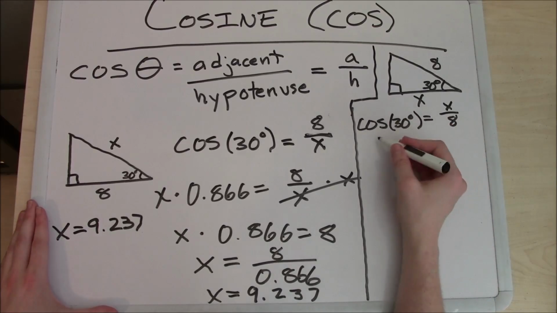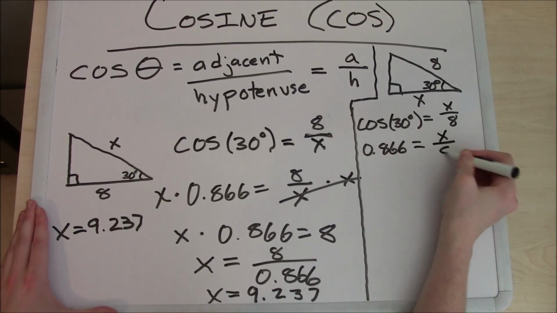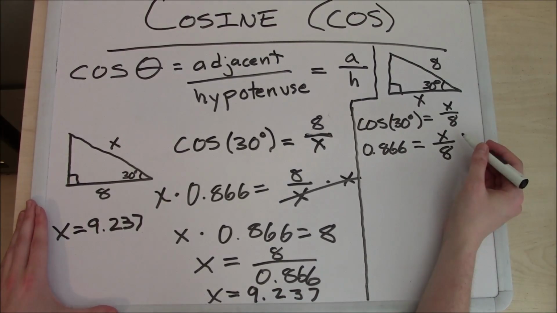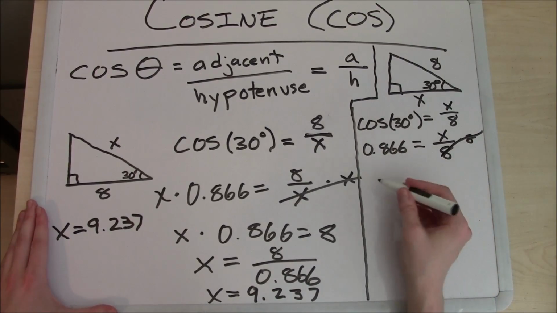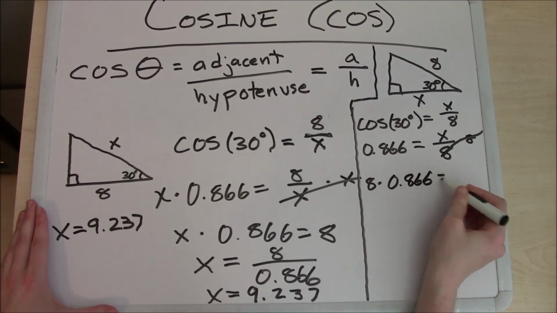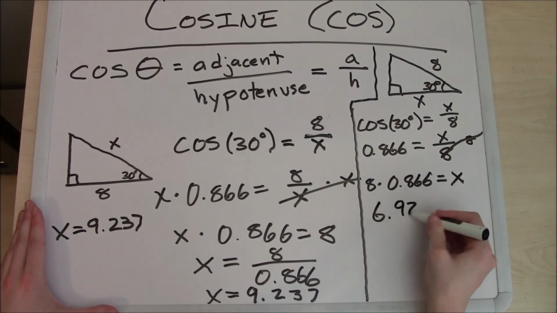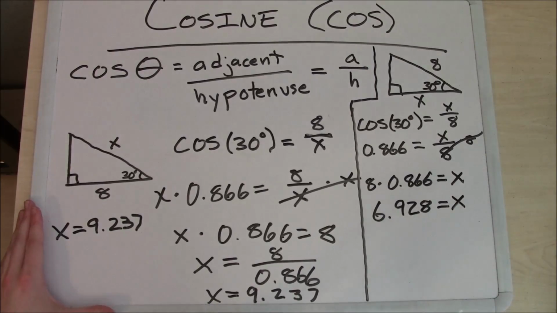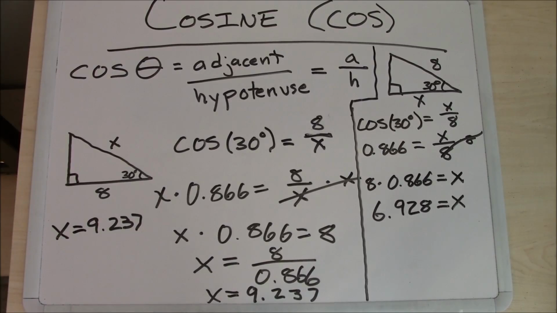We're going to solve for the exact value of the cosine, copy the rest down, then we're going to multiply by 8. So this is going to be times 8, this is going to be times 8, and you're going to get 8 times 0.866 equals x. And that's going to equal 6.928 equals x. So as you can see here, you're going to get two different answers if you do not plug in your values correctly. So it's important that you do.